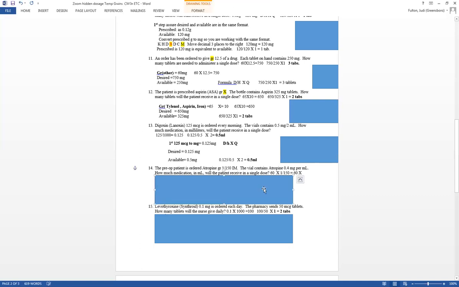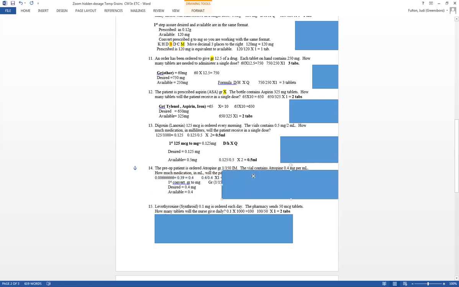Let's look at these last two. The pre-op patient is ordered atropine grain 1 over 150 IM, intramuscular. The vial contains atropine 0.4 milligrams per mil. How much medication will the patient receive per dose? Okay, do not let this fraction throw you. The way you convert it, you can simply multiply the grain times the 1 over 150.